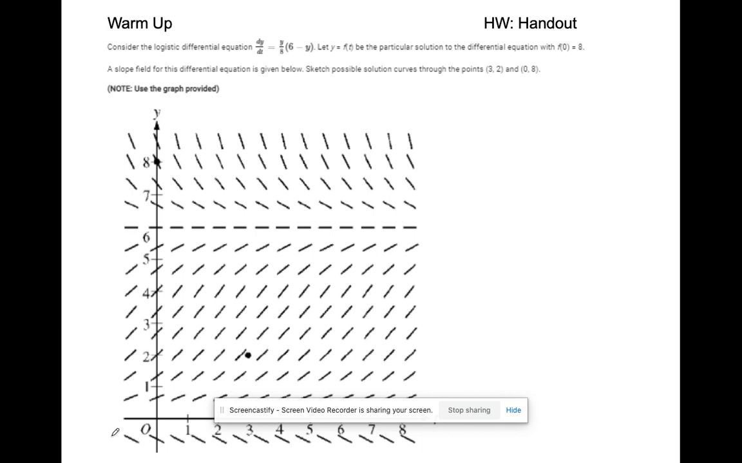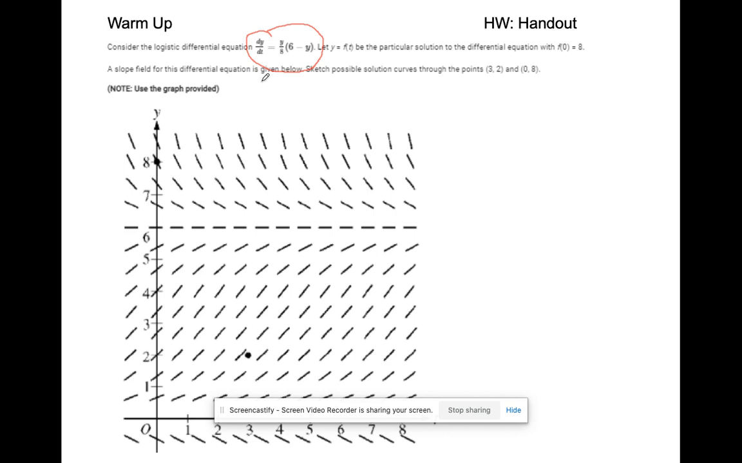Start with this warm up. The sub should have given you a copy of a couple of different things. This being the warm up going through a slope field, which isn't new, but this type of differential equation is going to be important to us today.